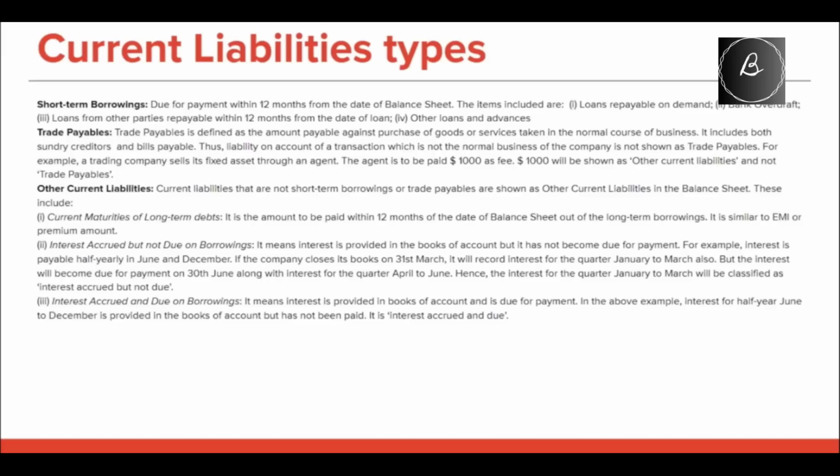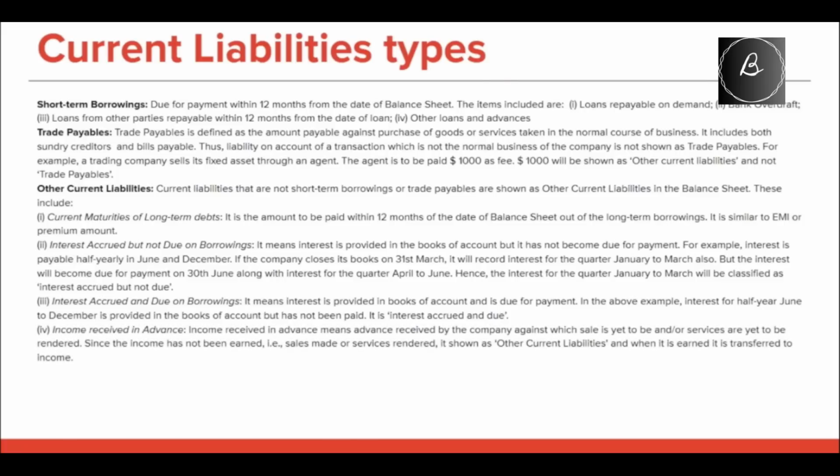3. Interest accrued and due on borrowings. It means interest is provided in books of account and is due for payment. In the above example, interest for half year June to December is provided in the books of account but has not been paid. It is interest accrued and due.